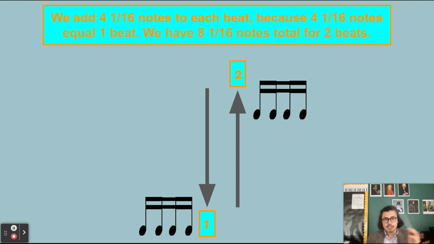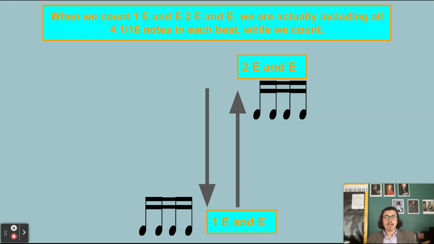We add 4 16th notes to each beat because 4 16th notes equal one beat. We have 8 16th notes total for 2 beats. So if I'm going to count it, when I count 1 and, 2 and, we're actually including all 4 16th notes in each beat while we count. Let me show you the counting first. 1 and, 2 and, 1 and, 2 and, 1 and, 2 and.